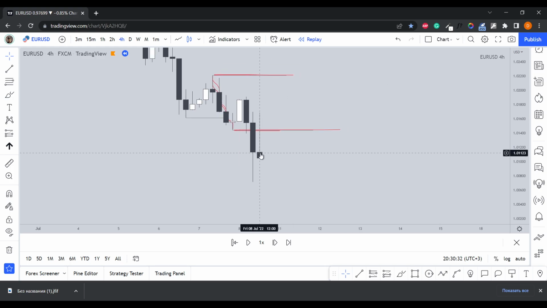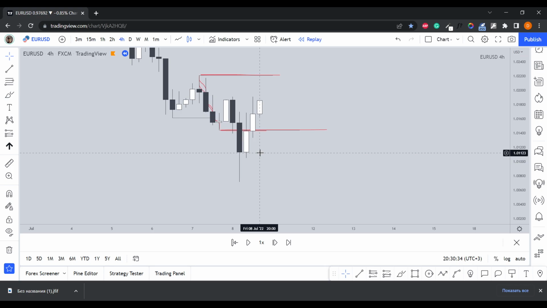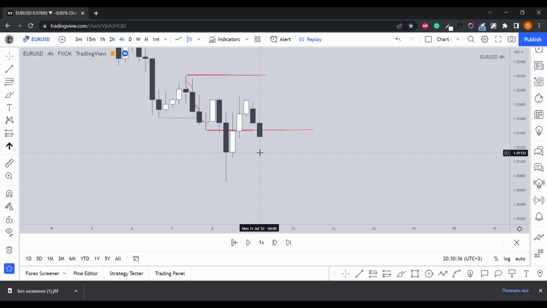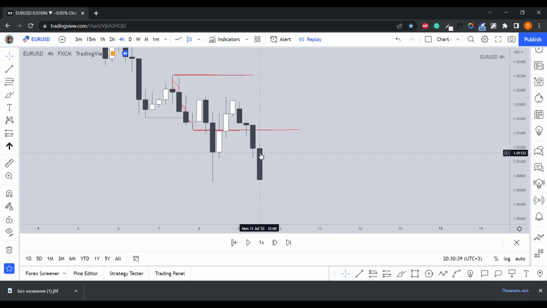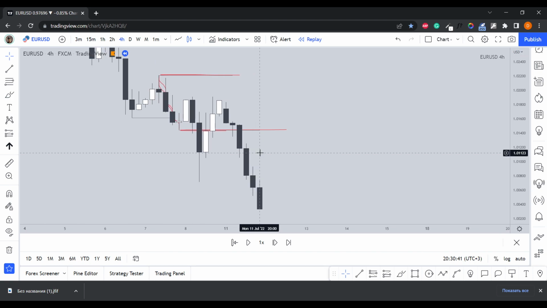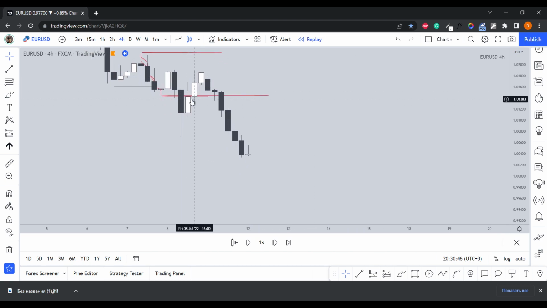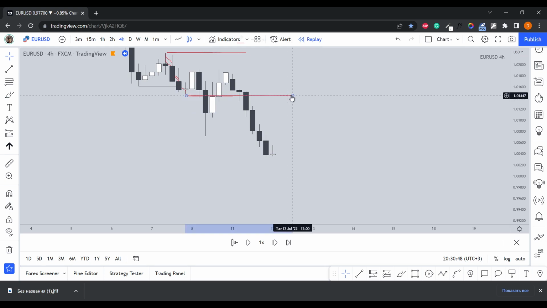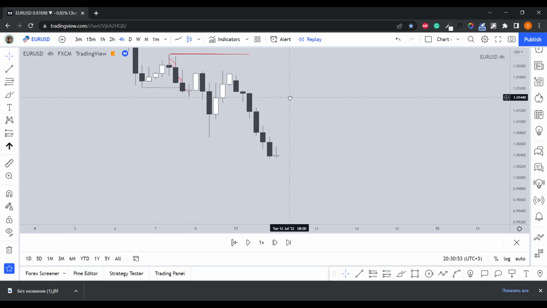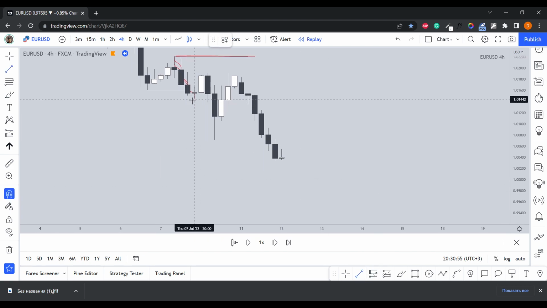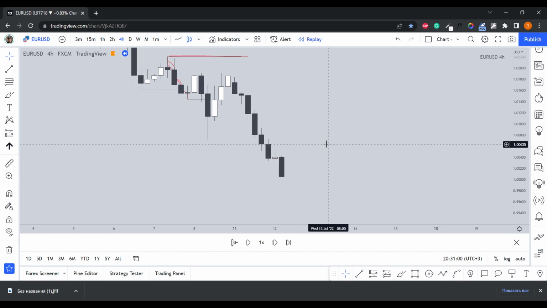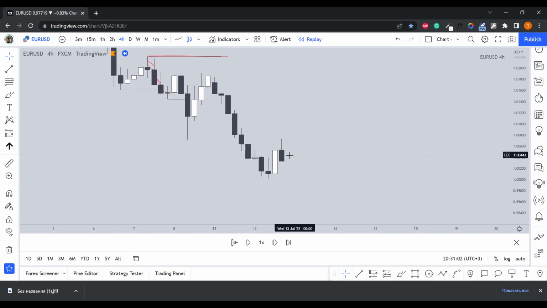Now follow the move. Let's follow the move. We still don't have any pullback. So the move continues. So this is still one move. Still one move based on our rules. Yes, it's not the clearest one and not the perfect one, but now we don't need to discuss it. Now we just need to mechanically follow the structure. So we consider this as one push until this candle happens. And now we have a low.